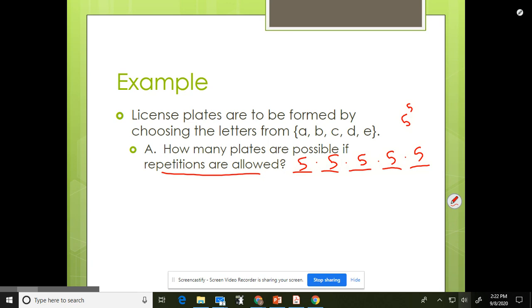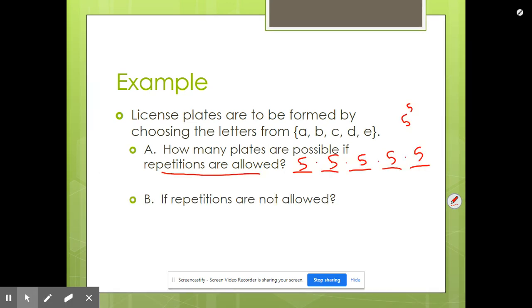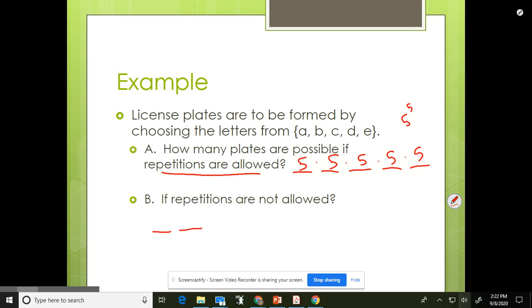Okay, when repetitions are allowed, those are easier. If they're not allowed, that's where we use permutations. I have 5 for my first spot, so when I've used up one of these, I write the actual notation. It's 5 permute 5. But I had 5 for the first spot. I have 4 left, and then I have 3 left, and then 2 left, and then 1 left. And that's how we do that.